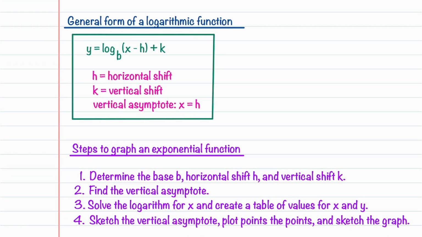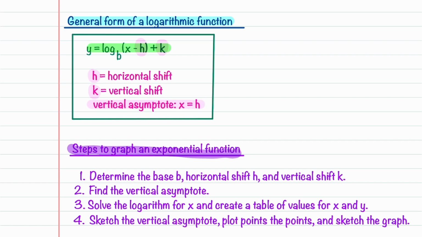We're often asked to graph more complicated logarithmic functions that look like this: y is equal to log base b of x minus h plus k. h is the horizontal shift. That's just a shift of the graph either left or right. And then k is our vertical shift, and that's just how the graph shifts up or down. When our graph shifts horizontally by h units, our vertical asymptote isn't x is equal to 0 anymore, and instead, it's x is equal to h.